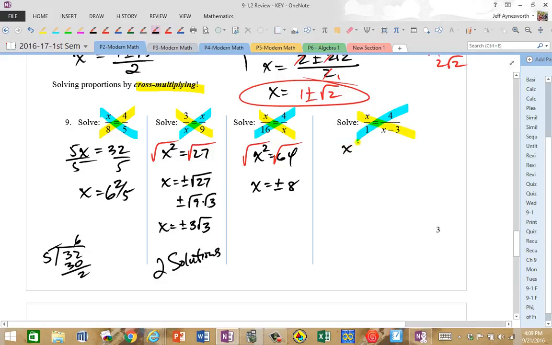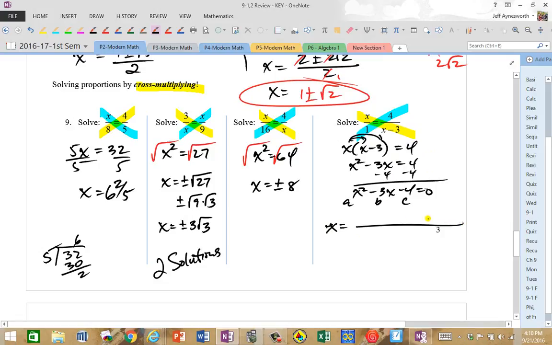So I'm going to step this one out. x times the quantity x minus 3 is equal to 1 times 4, or 4. Distributing, I get x squared minus 3x, not 3, but 3x, is equal to 4. I got to set it equal to 0. So a is 1, b is negative 3, and c is negative 4. So x is equal to the opposite of negative 3, which is 3, plus or minus the square root of negative 3 squared, which is 9, minus 4 times a times c, divided by 2 times 1, or 2.